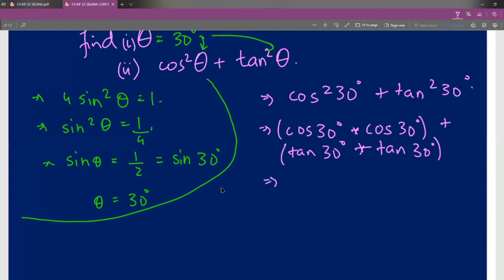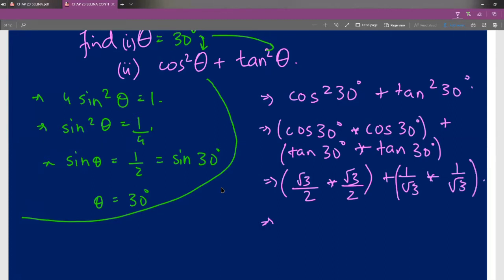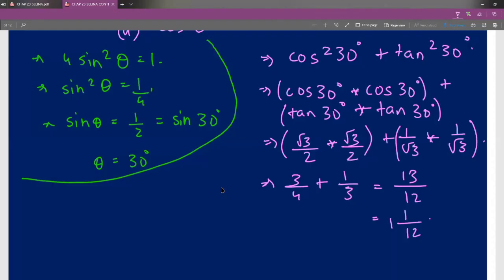So over here cos 30 degree can be written as root 3 upon 2 into root 3 upon 2, plus tan 30 degree, that can be written as 1 upon root 3 into 1 upon root 3. Okay, so let's solve this whole equation. So over here cos 30 degrees is root 3 upon 2, tan 30 degrees is 1 upon root 3.